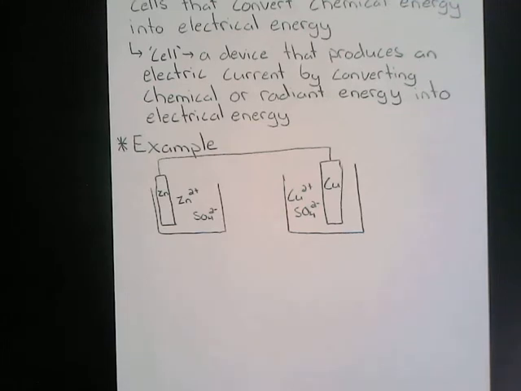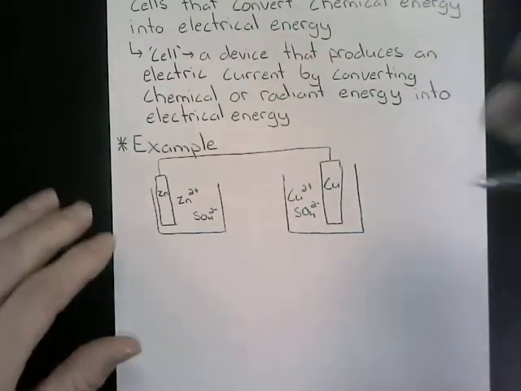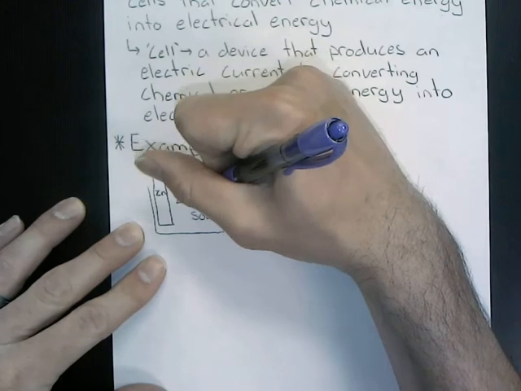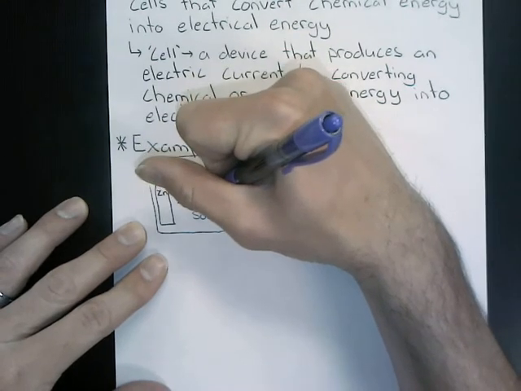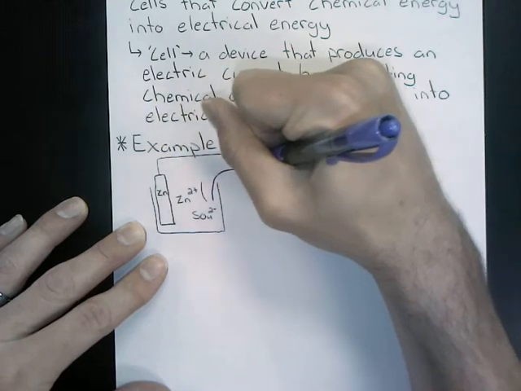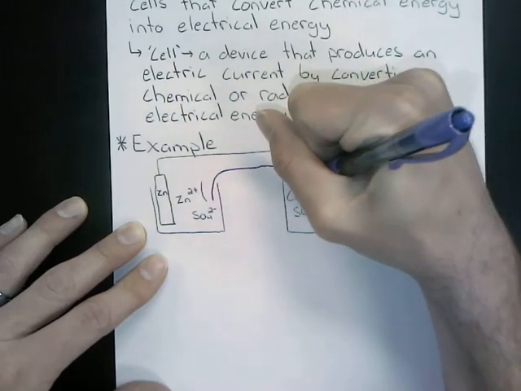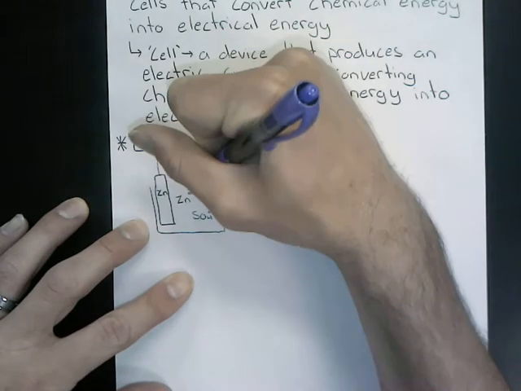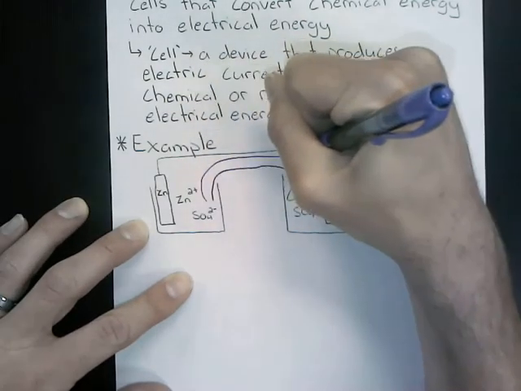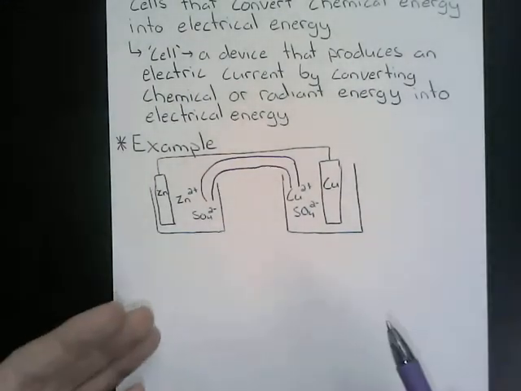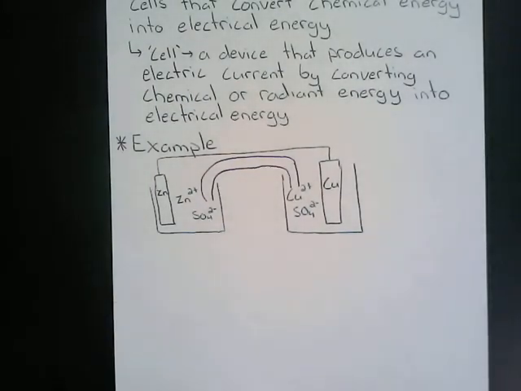Now, how we connect these two solutions together is through a salt bridge, okay? So a salt bridge, in this case, I'm going to draw it in purple. A salt bridge would look like this. It would dip into one of the beakers, come over, and have an opening and dip into the other. And this would connect these two solutions, the zinc sulfate and the copper 2 sulfate, together.